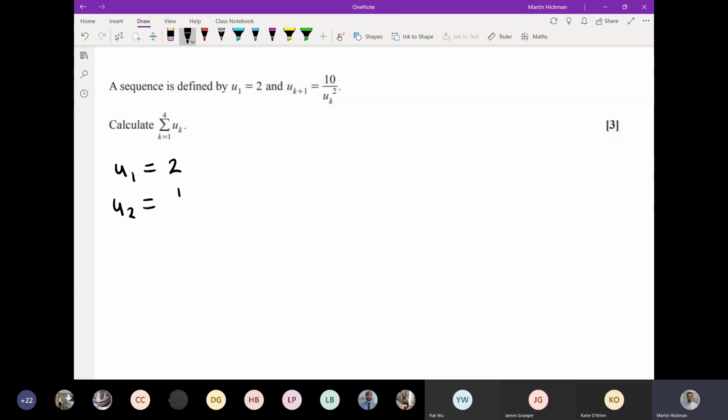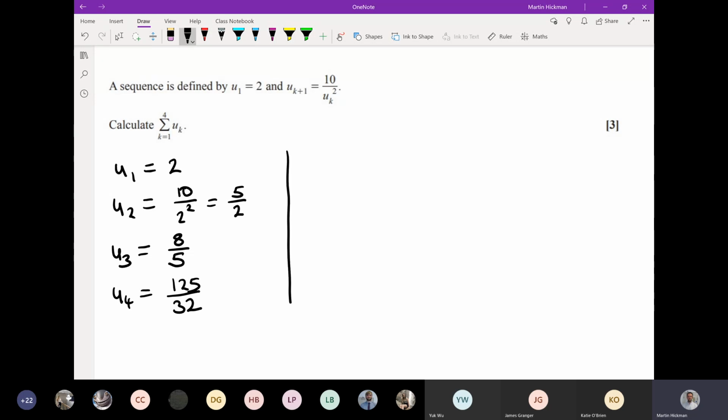Now the second term, that's just going to be 10 divided by 2 squared, which just gives us 5 over 2. And then we do 10 divided by U2 squared, so 10 divided by 5 over 2 squared to give us 8 over 5. And you could at this point just simply put this all in on your calculator and just hit equals with 2 and then just do 10 divided by answer squared and then just keep hitting equals and it will tell you the second, the third and the fourth term. Which is a nice kind of quick process to get those other terms in the sequence.